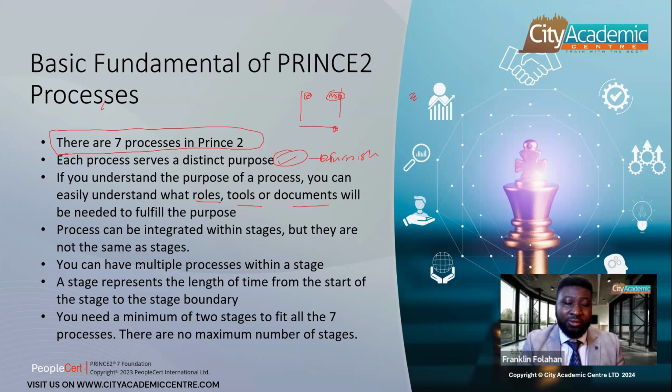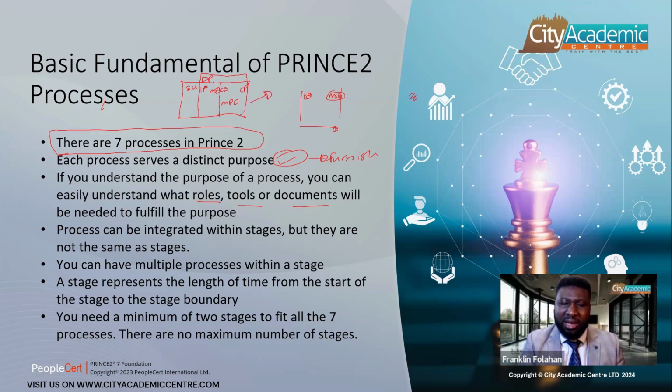You need a minimum of 2 stages to fit all the 7 processes. We explained this earlier, that in order for you to fit all seven processes, you need at least 2 stages. And we know that startup is not in a stage, it is part of pre-project. So this will be your first one, startup. Then you're directing a project process, initiating a project process, managing stage boundary, controlling a stage, managing product delivery, and finally, closing a project process. So within 2 stages, you will always be able to fit all the 7 processes.